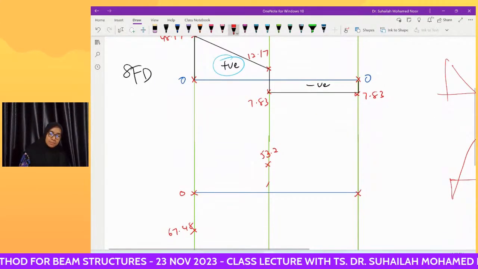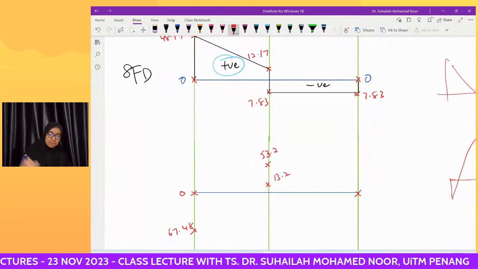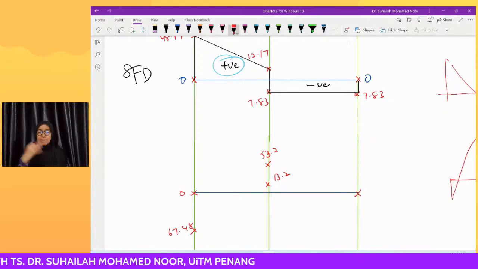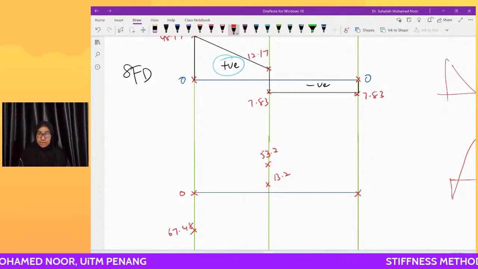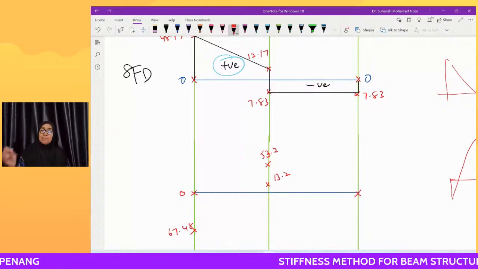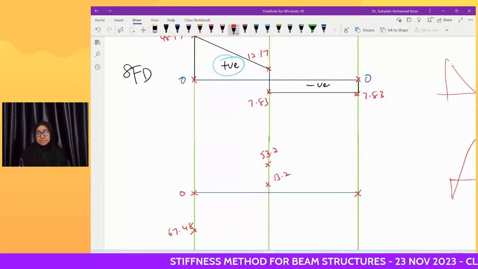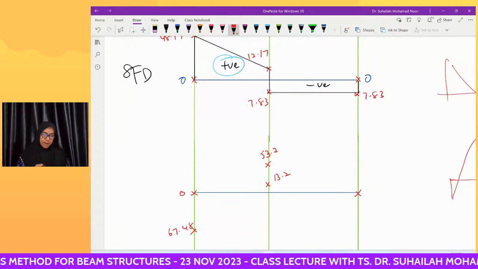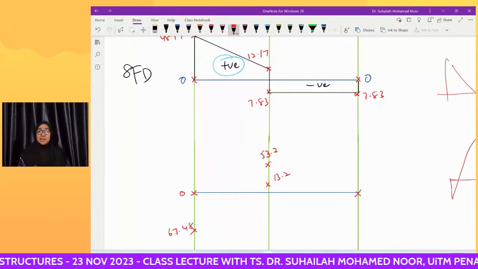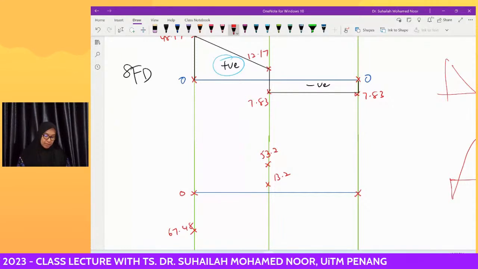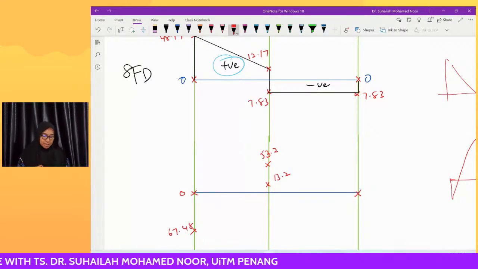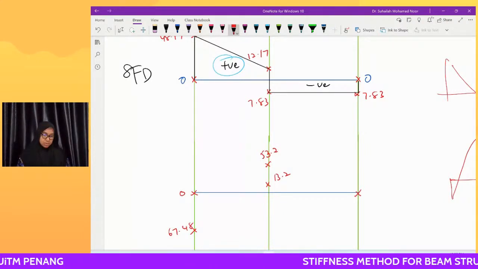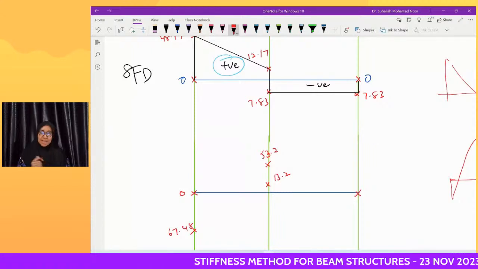So we get another point here, 13.2, after we minus by 40. It is still above the line, 13.2 positive value. Okay, then only we minus by the area. So from 13.2 we have to minus the area of the rectangle, which is 7.83 times 4.